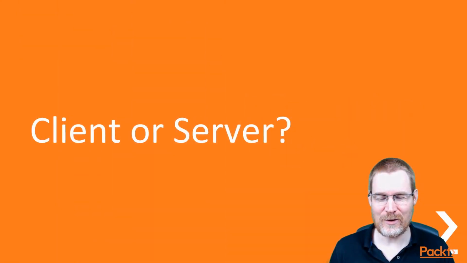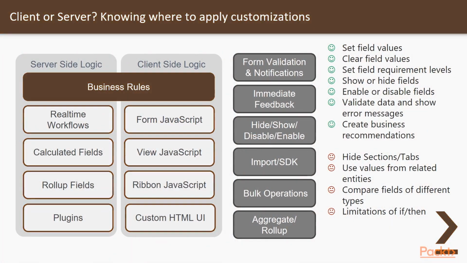Let's now take a look at the considerations we need to make when we're implementing logic and deciding whether it should be on the client or on the server. We've talked quite a lot about business rules and all the things they can do so far, like setting fields, clearing fields, and setting required levels. But there's probably going to be a point where you will find that business rules are not actually going to do what you need to do.